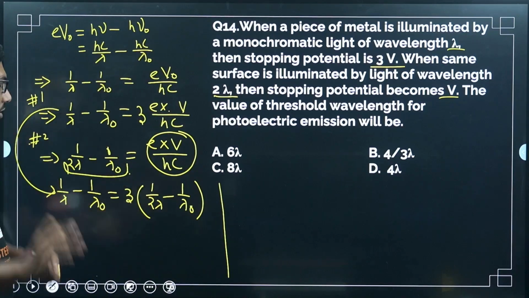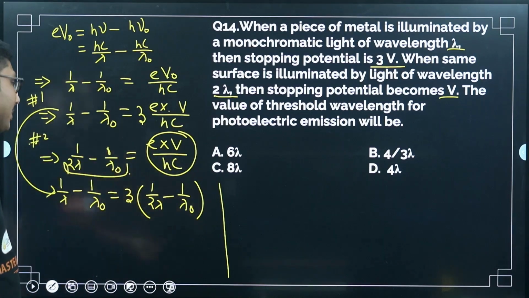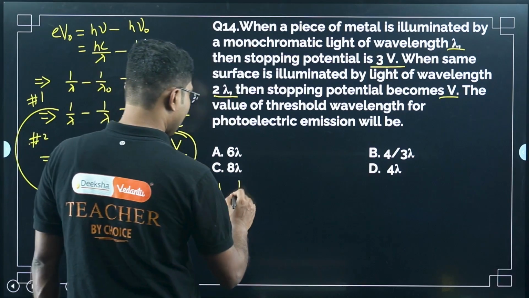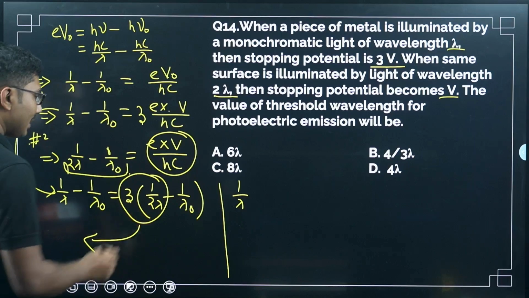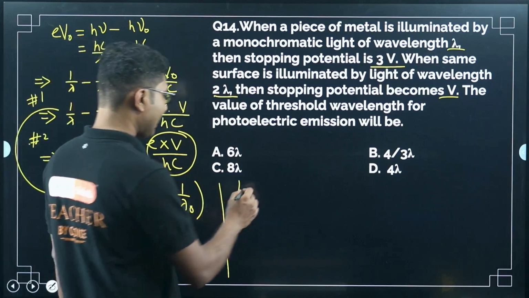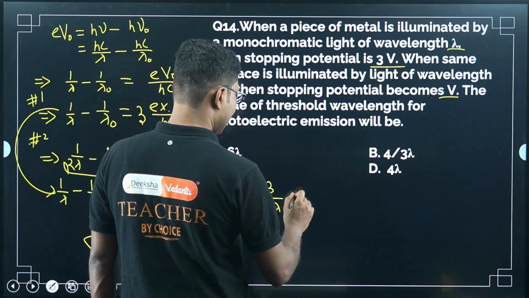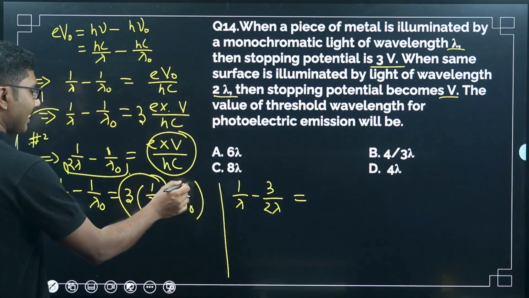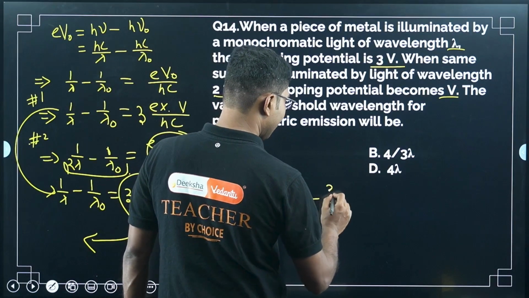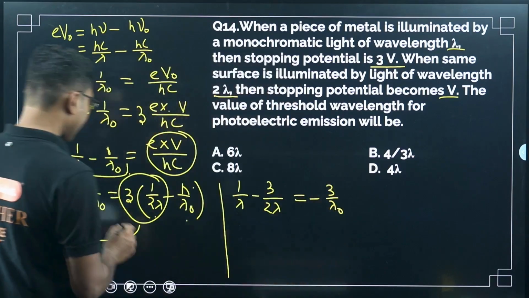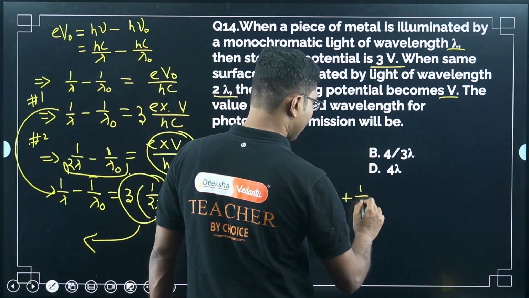So we will not do a multiplication here right now. We will try to segregate lambdas and lambda naughts one by one. So 1 by lambda, if I take this on this side, it will become minus 3 by 2 lambda equals to, now this 3 by lambda naught, negative will be on this side. So minus 3 by lambda naught will be this side, and this 1 by lambda naught will go on the other side and it will become positive. So plus 1 by lambda naught.